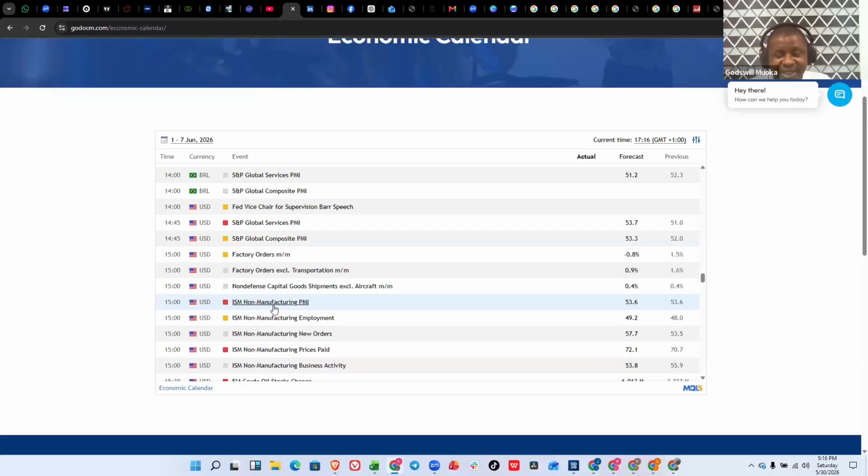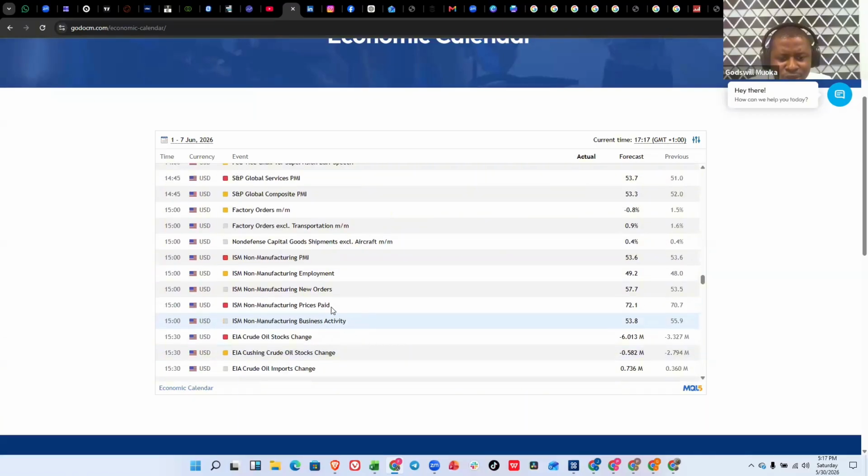The ISM, which you can see here, non-manufacturing. That simply means the services PMI you see written for other economies on the economic calendar. So when you see services PMI, you may not see that on the ISM, unless maybe you are trying to gauge with the S&P services PMI for the United States. But when you talk of ISM, this non-manufacturing PMI simply means services PMI, like I just explained.